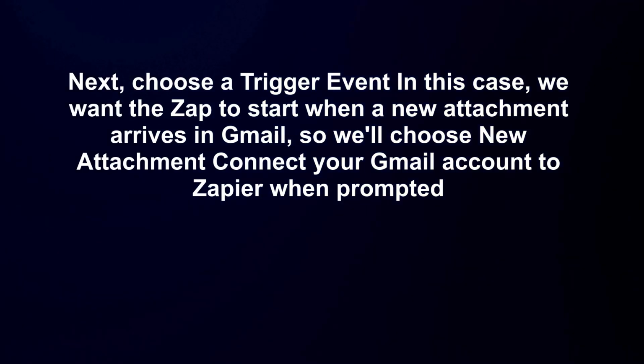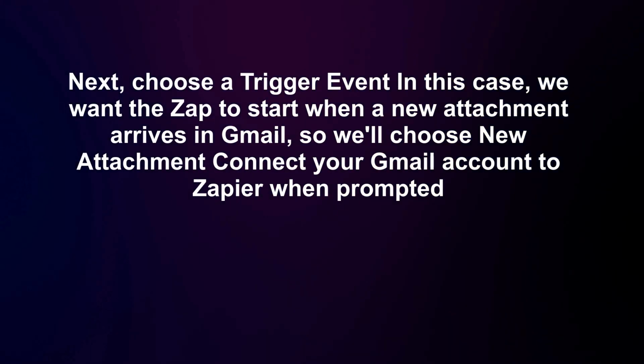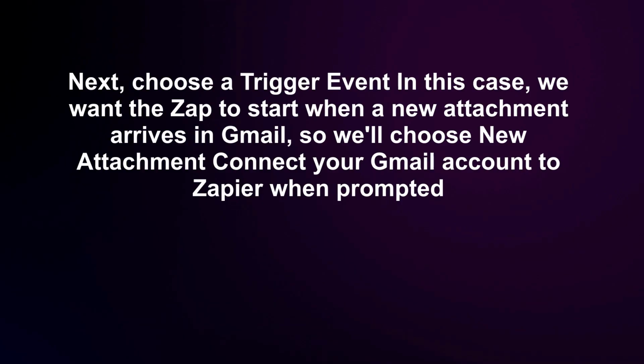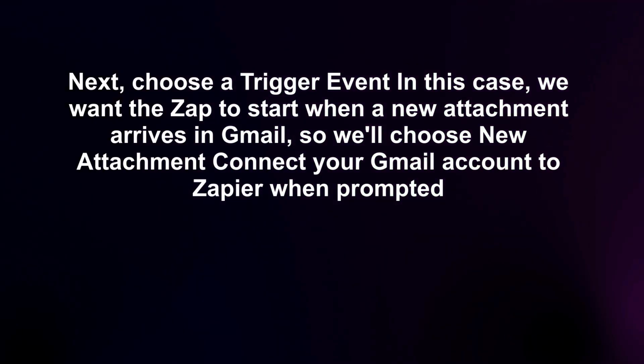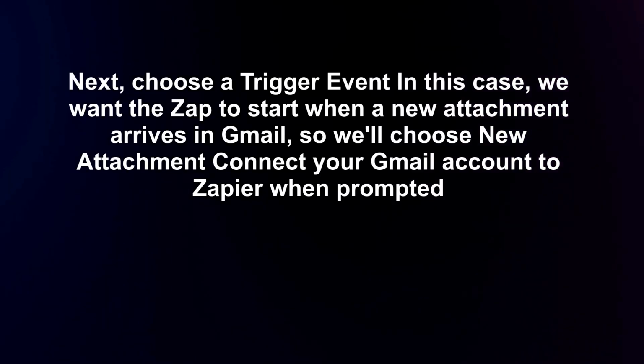Next, choose a trigger event. In this case, we want the Zap to start when a new attachment arrives in Gmail. So we'll choose New Attachment. Connect your Gmail account to Zapier when prompted.